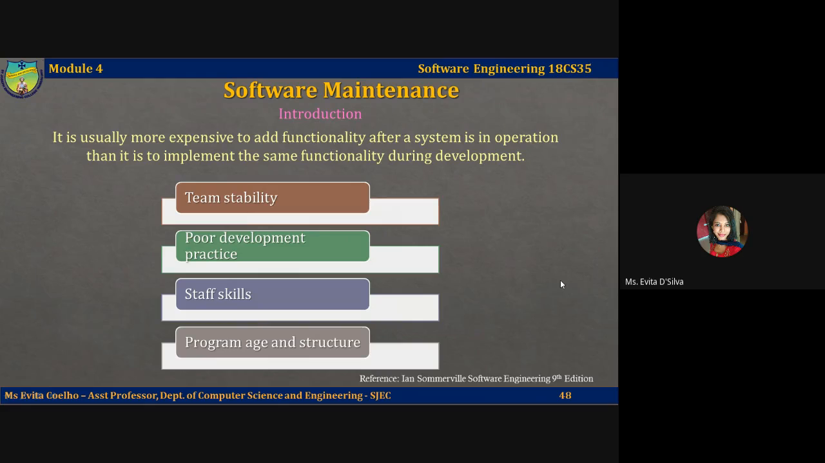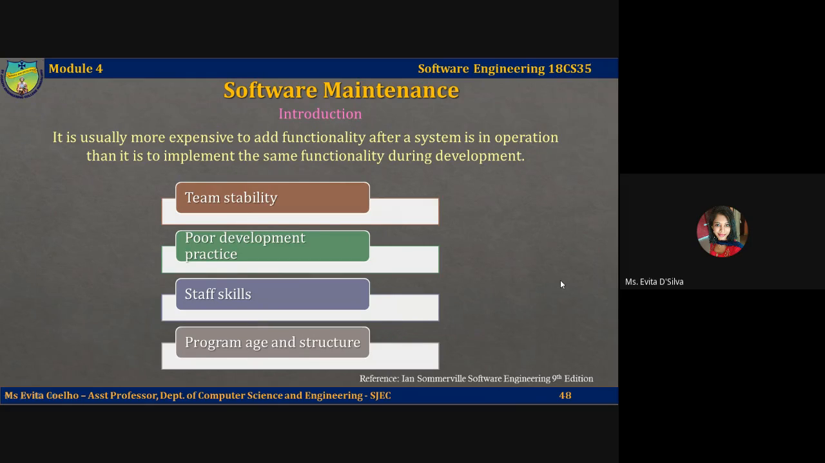The third reason is staff skills. Maintenance staff are often relatively inexperienced and unfamiliar with the application domain. Maintenance has a poor image among software engineers. It is seen as a less skilled process than system development and is often allocated to the most junior staff. Furthermore, old systems may be written in obsolete programming languages, and the maintenance staff may not have much experience of developing in these languages and must learn these obsolete languages to maintain the system.